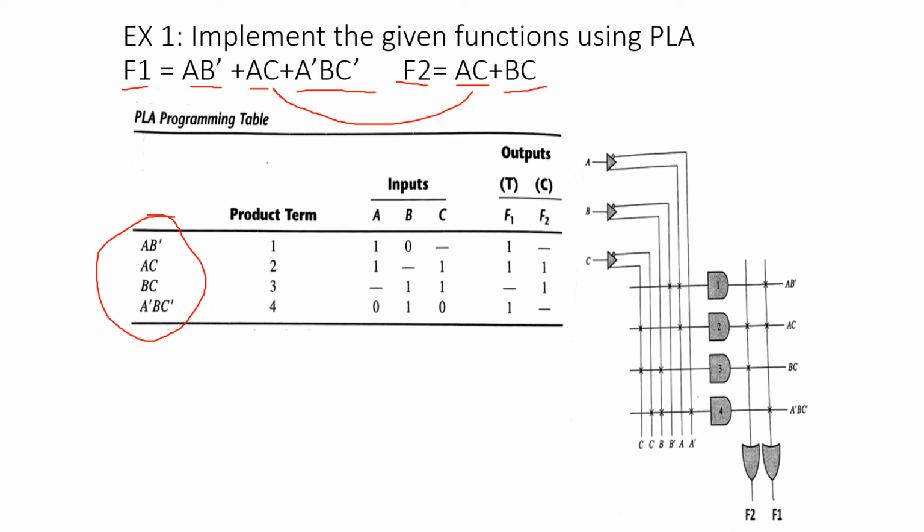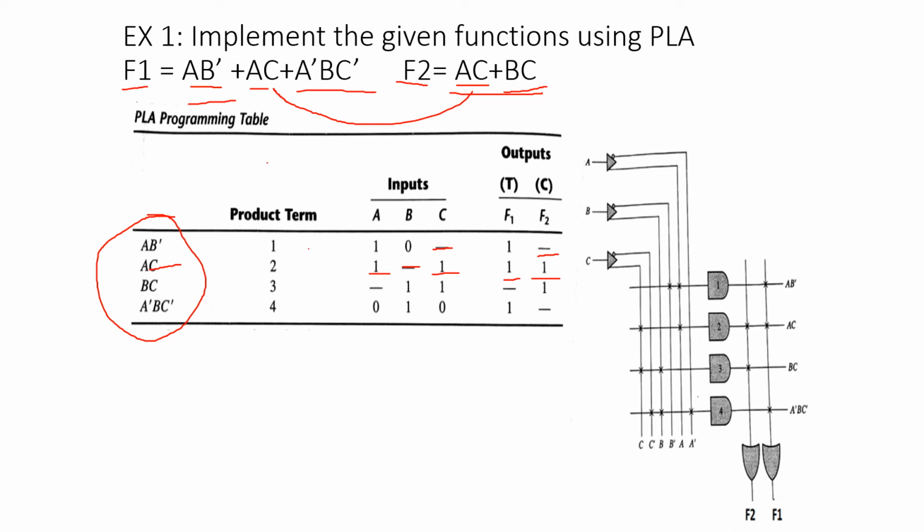So in the first product term, A, B bar. So A is 1, B bar means 0, C is not there in the first product term. That's why it is replaced with a hyphen. So AB bar is in F1, so F1 will become 1. AB bar is not included in F2, that's why F2 is replaced by a hyphen. In this way, AC is included in both the outputs. That's why F1 is 1, F2 is 1. AC means A is 1, C is 1. Here B is not included in this product term, that's why it is replaced with a hyphen. In this way, you can write for the other product terms and implement these product terms.